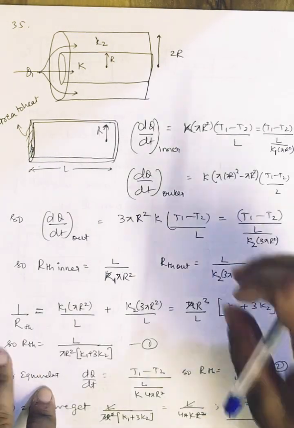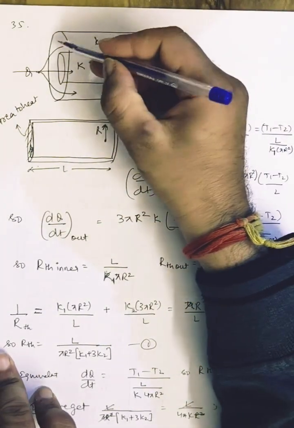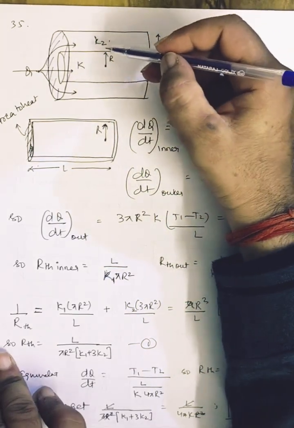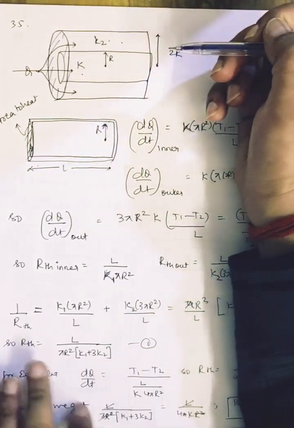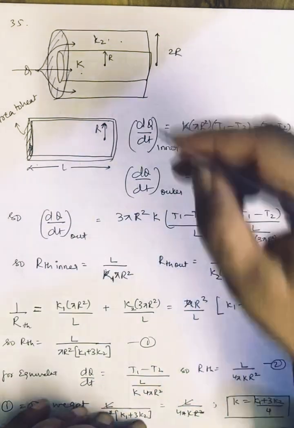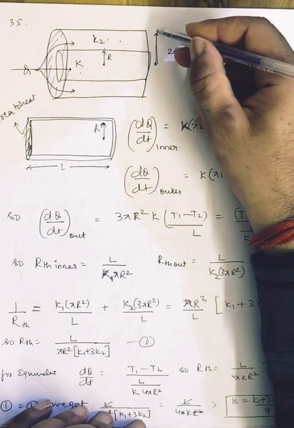We have a concentric cylinder and see how it is kept. Here it's a rim of different K's. The center one is K1, the other one is K2, 2K. Whatever is written, I have to see what they have given it as. Now, the radius is R and the radius is 2R.